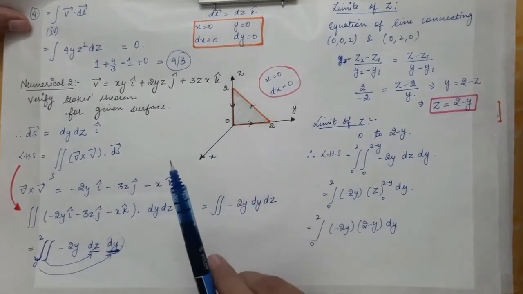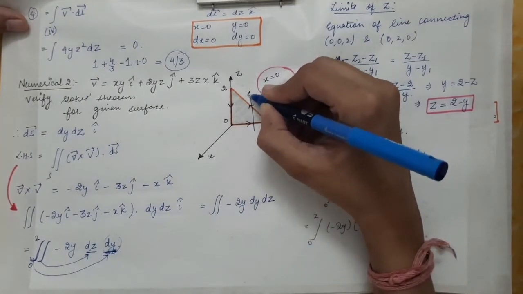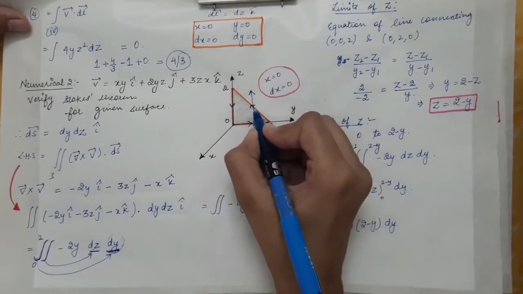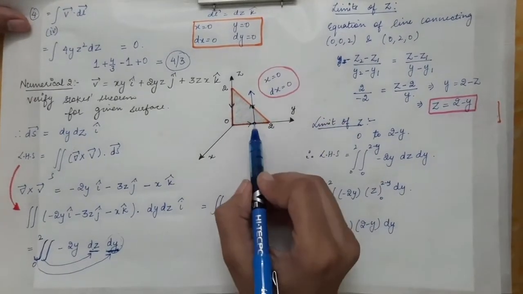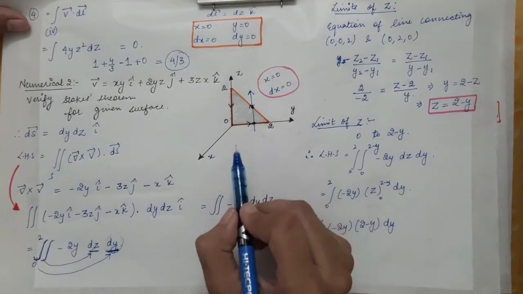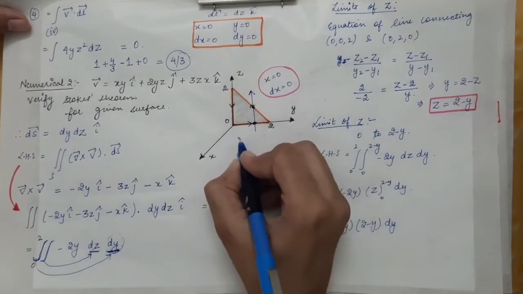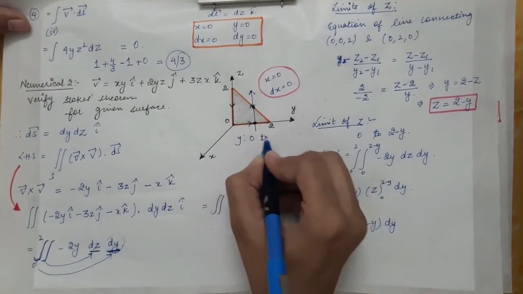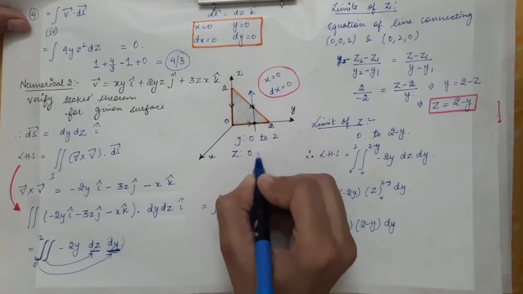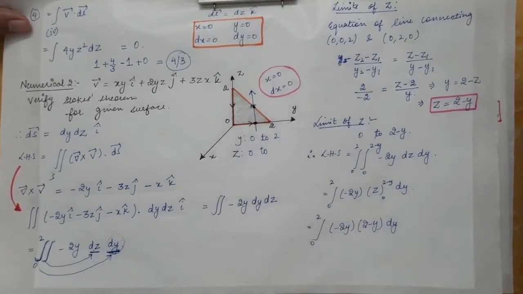Now what will be the limits of z? To find the limits of z, we will again draw a line which is parallel to the z-axis. The points where this line cuts this surface, these 2 points, will decide the limits of z. Over here, the lower limit of z will be 0. So y will vary from 0 to 2, but the limits of z will be from 0 to some point, and we have to find what this point is.